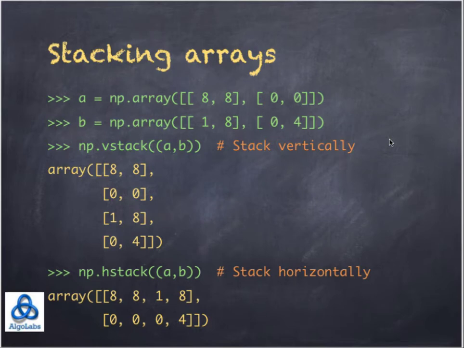We can merge and split arrays. So the vstack command takes two arrays and puts them one on top of the other. So here you can see that we start with 8, 8 and 0, 0, the 2 by 2 array, and another 2 by 2 array, and we stack it, and then we get each array stacked on top of the other. Similarly, we can put them side by side and make a 2-row 4-column array. So either we can take these two things and make a 4-row 2-column array or a 2-row 4-column array, depending on whether we put the 2 by 2 matrices one on top of the other or one beside the other.